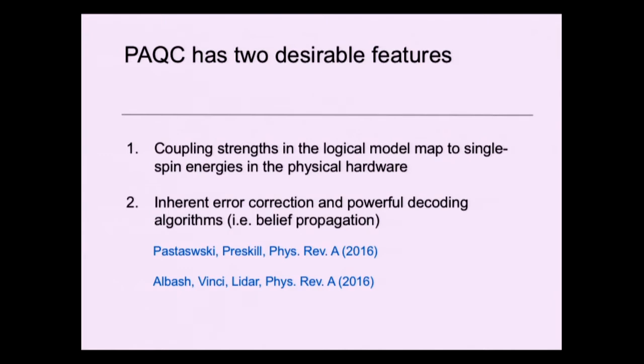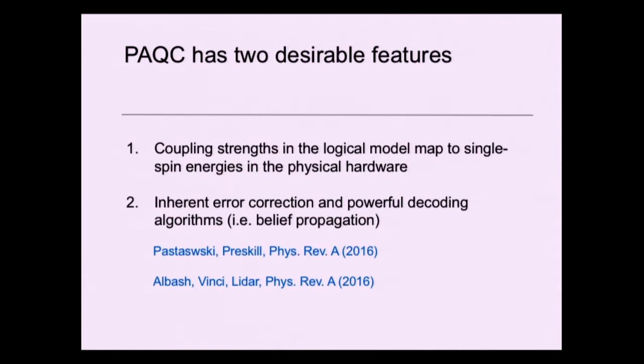Now, this scheme has two desirable features. The first one is that the coupling strengths in the logical model map directly to single-spin energies in the physical hardware, which is quite nice. And it has also been conjectured to have inherent error correction. As shown in a paper by Pastawski and Preskill, we can use powerful decoding techniques like belief propagation to reconstruct the true logical model if we have errors.